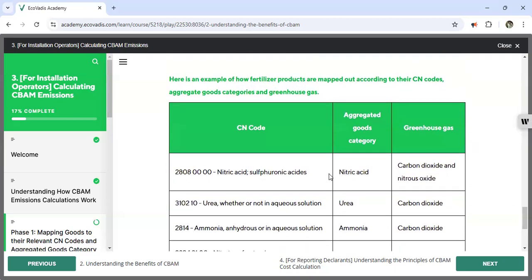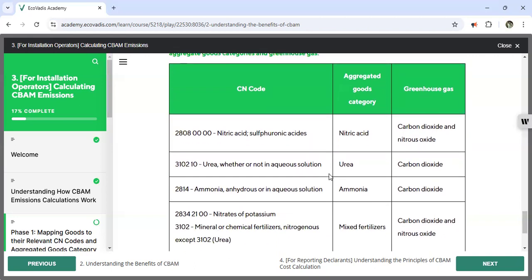Here is an example of how fertilizer products are mapped out according to their CN codes, aggregated goods categories, and greenhouse gas. CN code. Aggregated goods category. Greenhouse gas.